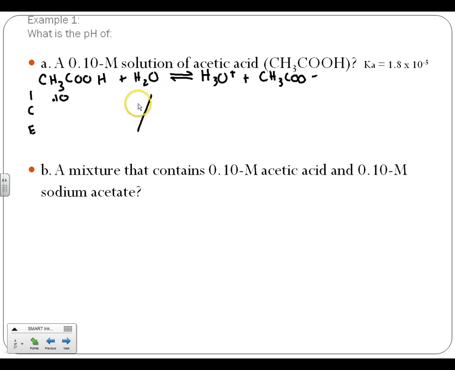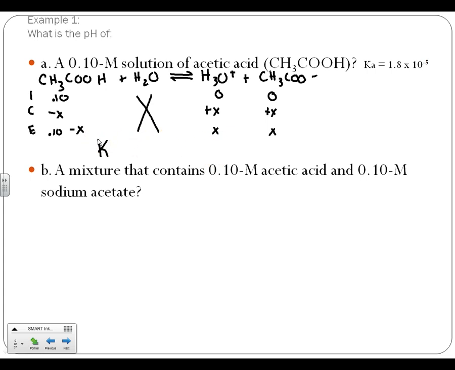Now, since this is water and liquids are not included in my Ka expressions, I don't care about that. 0, 0. How is this going to change? I don't know, so let's call that x. So at equilibrium, this is going to go up by x, up by x. So at equilibrium, I know I have x and x. Okay, so far so good.